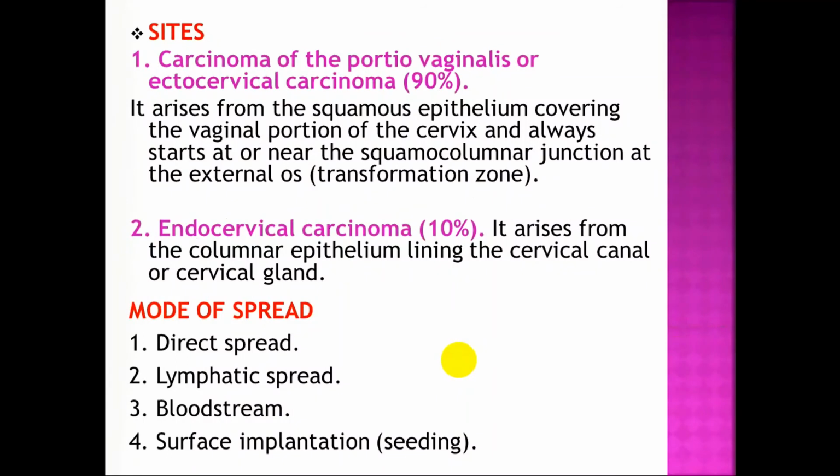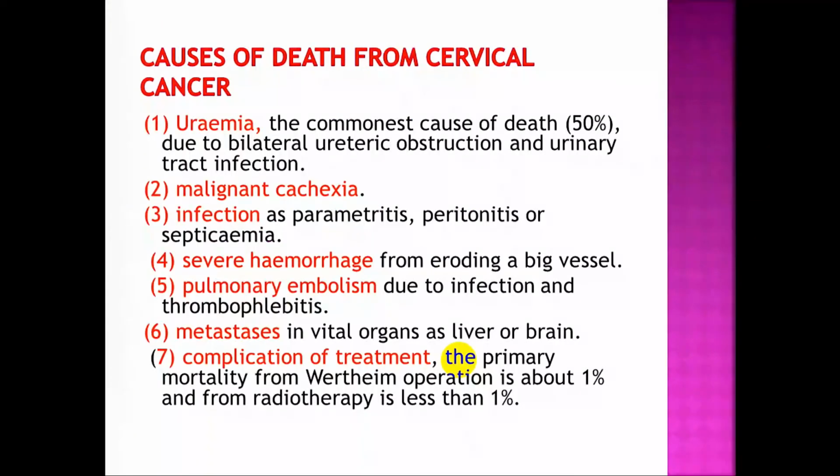Carcinoma of the portio vaginalis, or ectocervical carcinoma, is 90%. It arises from squamous epithelium covering the vaginal portion of the cervix and always starts at or near the squamo-columnar junction at the external os, the transformation zone. The endocervical carcinoma is 10%. It arises from the columnar epithelium lining the cervical canal or cervical gland. The mode of spread: direct spread, lymphatic spread, blood stream, surface implantation, seeding.